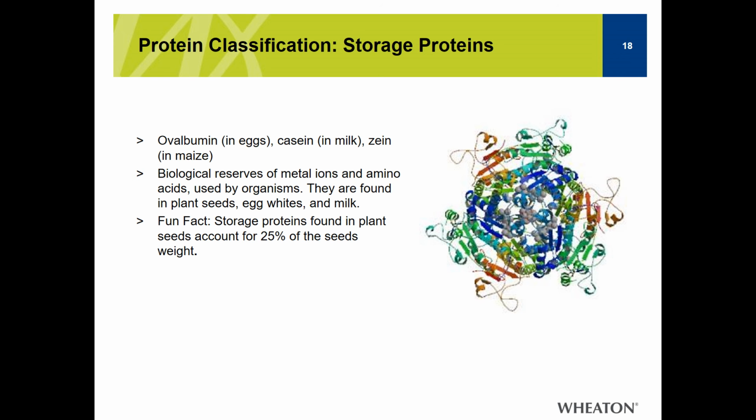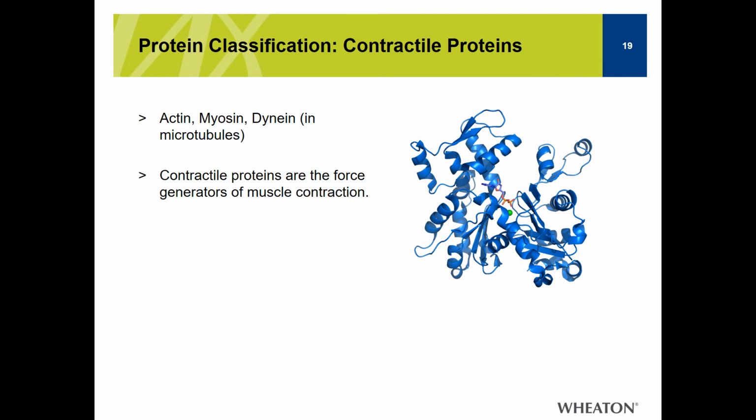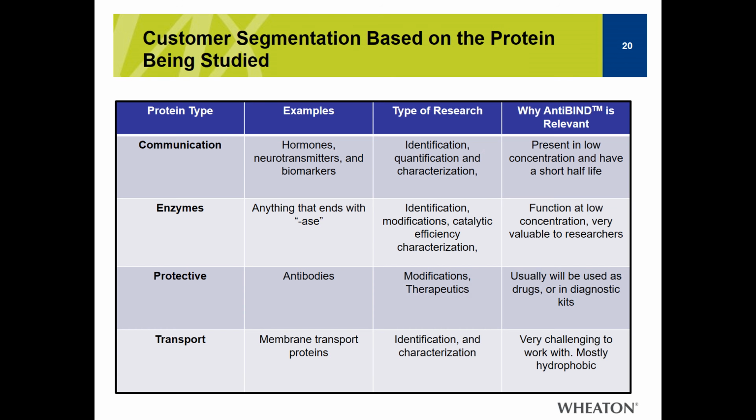Storage proteins, again, exist in high abundance, and what they do is act as a biological reservoir of metal ions and amino acids in an organism. One fun fact: storage proteins found in plant seeds account for 25% of the seed's weight. So they store minerals and amino acids. Contractile proteins, this is acting on myosin in your muscles, and basically their activation causes movement. Again, these proteins exist in high concentration or high abundance, and therefore we're not going to talk about them in detail.